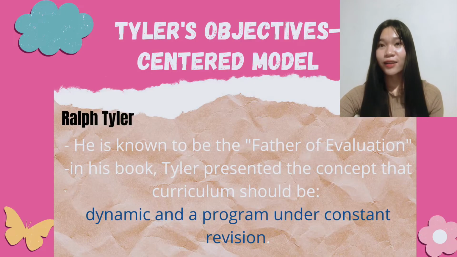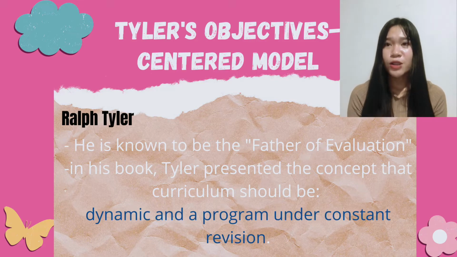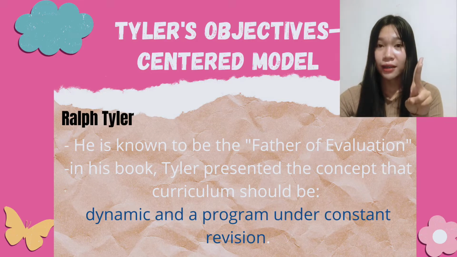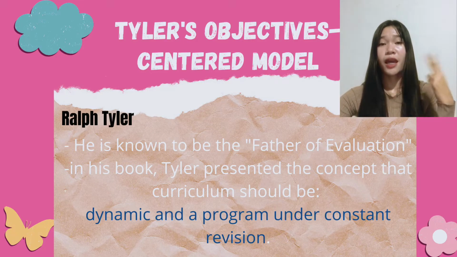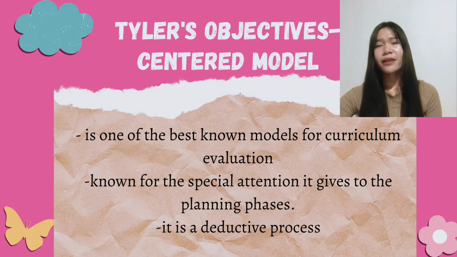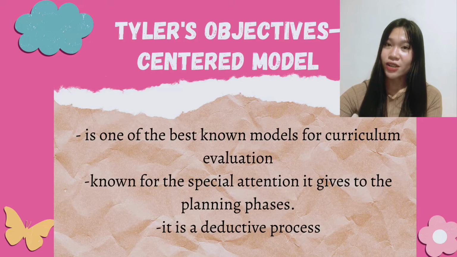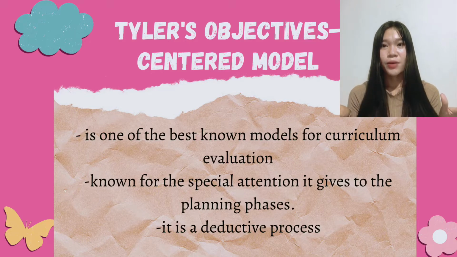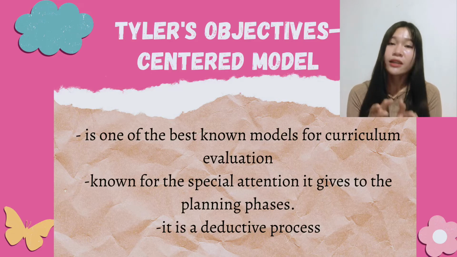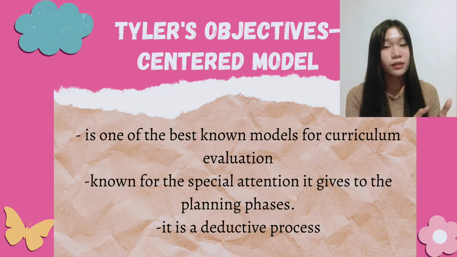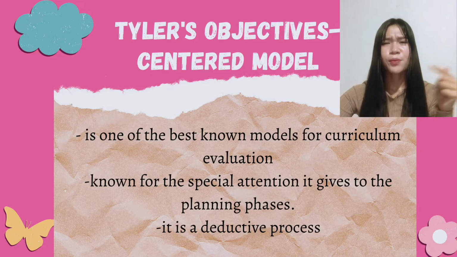We have Tyler's Objectives-Centered Model. Ralph Tyler is known to be the father of evaluation. In his book, he presented the concept that curriculum should be dynamic and a program under constant revision. Tyler's Objectives-Centered Model is one of the best-known models for curriculum evaluation. It is known for the special attention it gives to the planning phases because it has a deductive process. A deductive process goes from the general to the more specific.